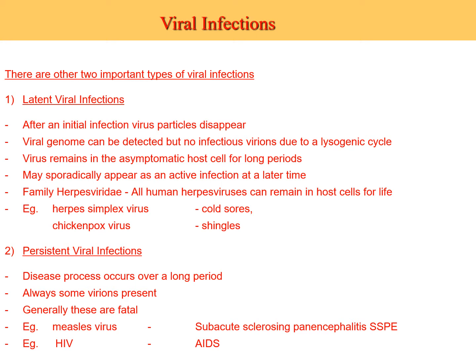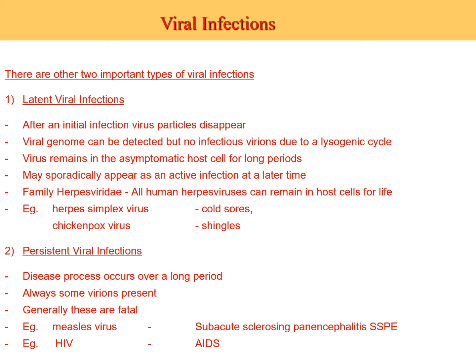So these are latent virus infections. They completely disappear. The person is asymptomatic after an initial infectious bout with it. The person is completely asymptomatic and you cannot find virus particles, but the viral genome stays there and then later reemerges in the person and causes disease or damaged tissue.